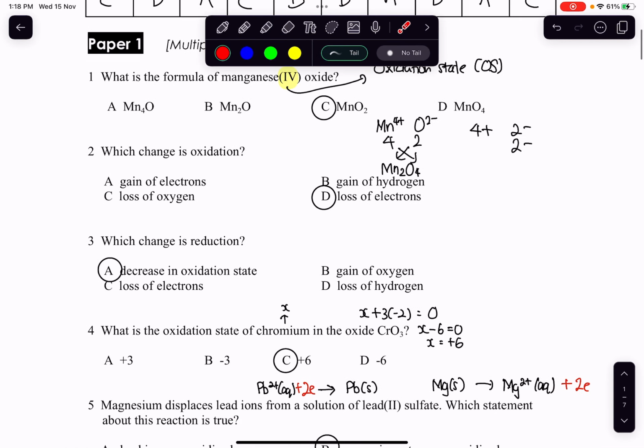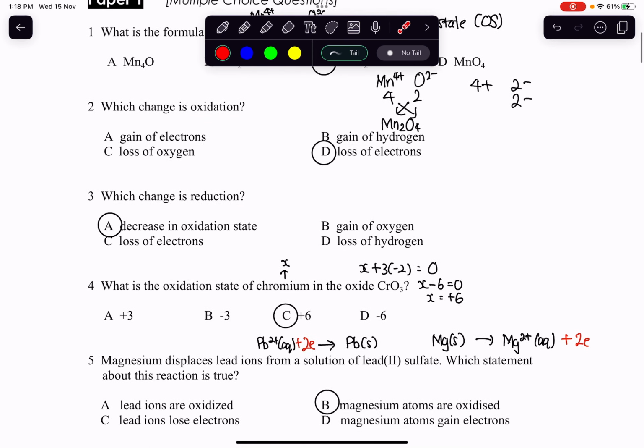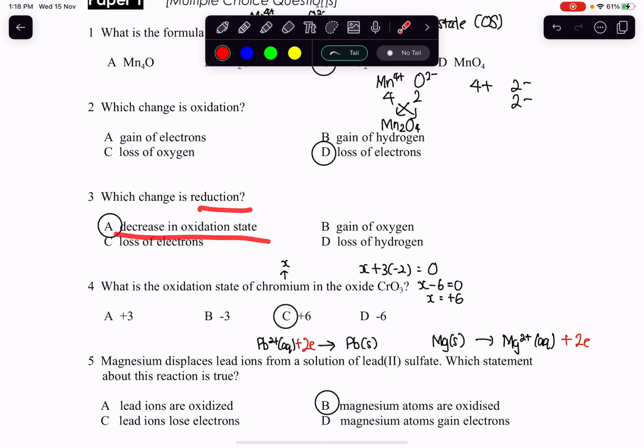Okay, question 2, what change is oxidation? I think very straightforward, loss of electrons. What change is reduction? Decrease in OS. For OS we do not say loss in OS, we say decrease in OS. And we do not say gain in OS, we say increase in OS.